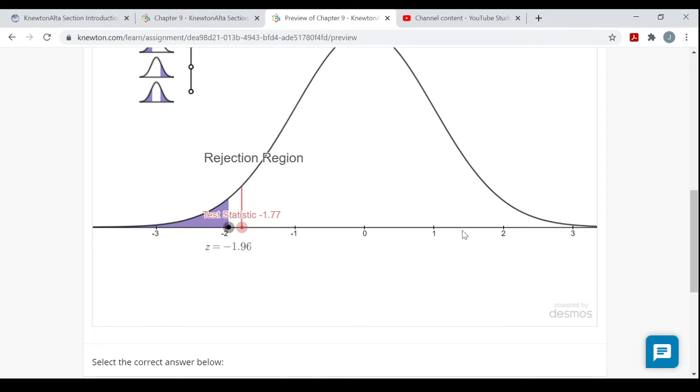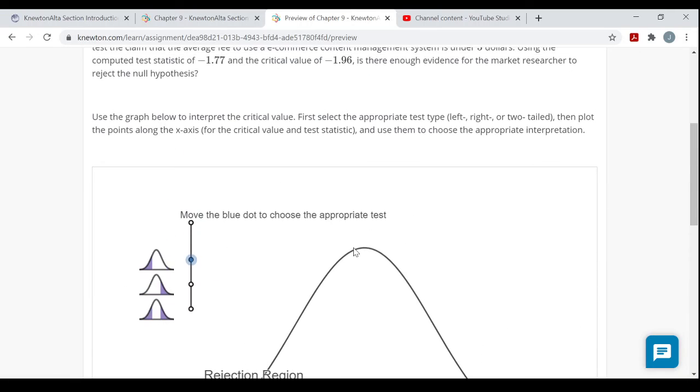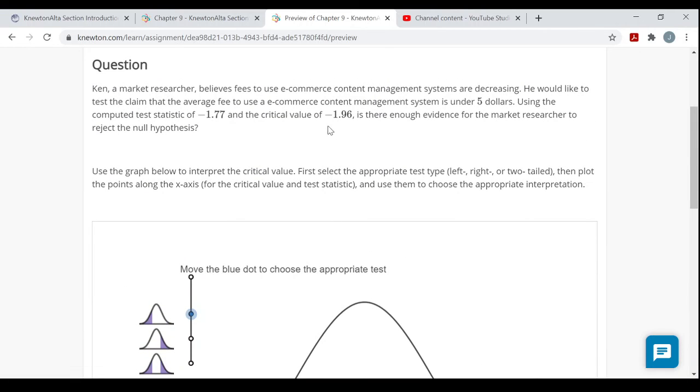And again, you're seeing the test statistic for our sample is not falling in this rejection region. So we would fail to reject the null hypothesis. So the question is, using this test statistic and critical value, is there enough evidence for the researcher to reject the null hypothesis? And we just said no.